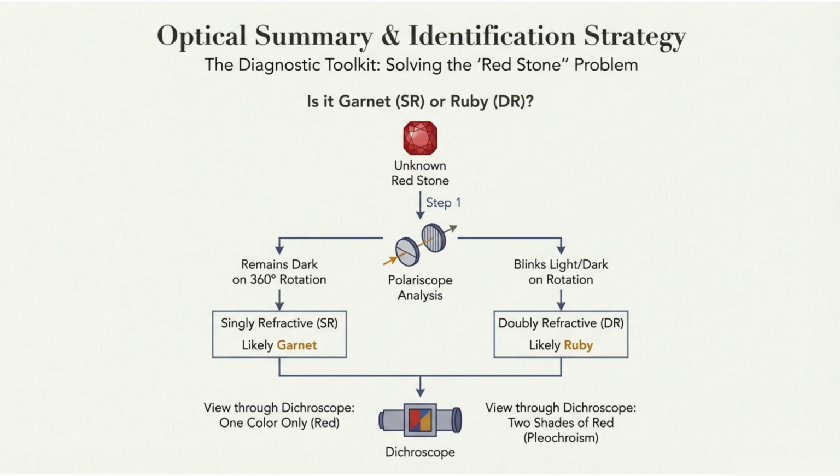So the decision tree is: SR in polariscope plus one color in dichroscope, garnet or spinel. DR in polariscope plus two reds in dichroscope, ruby. No guesswork. No, "I feel like this is ruby." Just physics. That's your diagnostic toolkit in action.